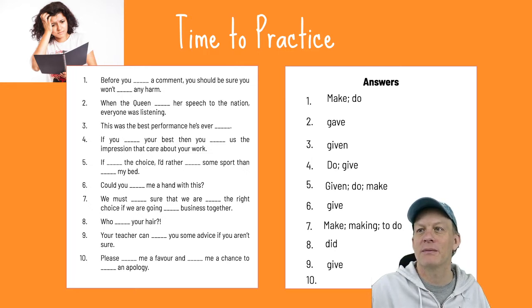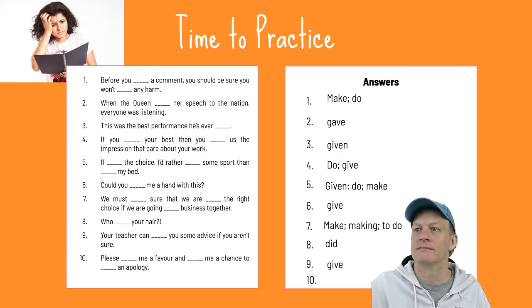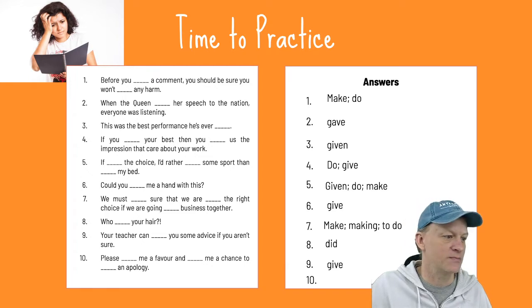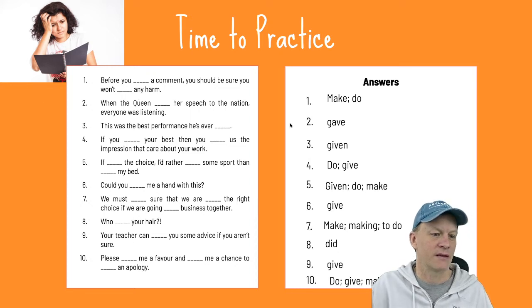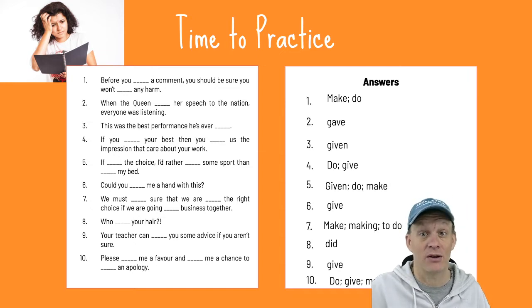Let's see, Enrique, Barbara, Julian. I think, Alejandro, do you want to have a go at number 10? Enrique says, please do me a favor and give me a chance to make an apology. Yes, Enrique, very good. Okay, so let me go back over here. Yes, please do me a favor and give me a chance to make an apology.